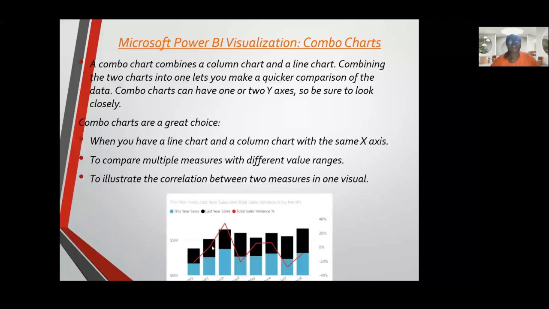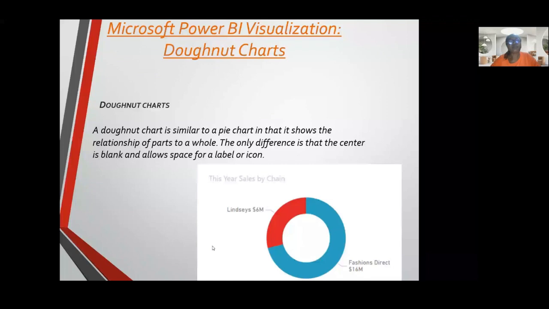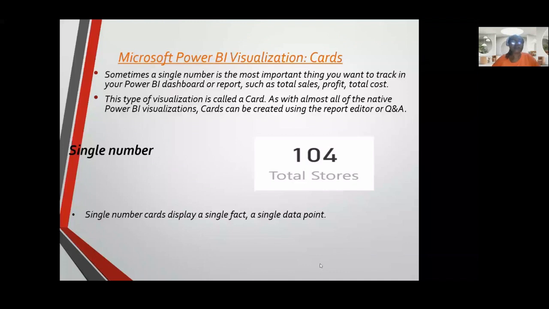And you have the donut charts. A donut chart is similar to a pie chart. It shows the relationship of parts to a whole. The only difference is that the center is blank, which allows space for a label or icon. Okay, that's a donut.